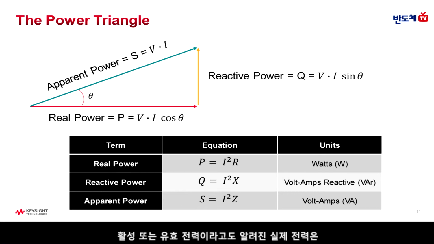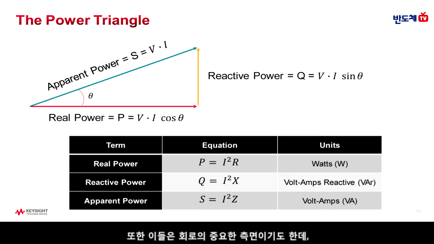Now, real power, which is also known as active or true power, is the power consumed by the resistive elements of a circuit, and it's measured in watts. And again, the resistive elements do not have any reactive component to them, so all the power they dissipate is converted to heat, light, and/or work. We also have the reactive power component shown there, which is measured in volt-amps reactive, and the apparent power, which is measured in volt-amps.